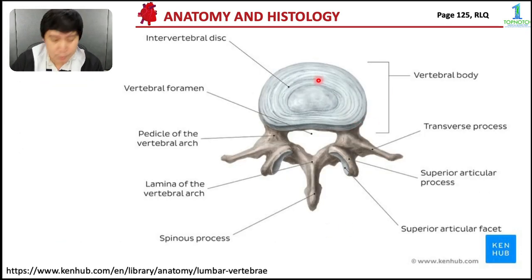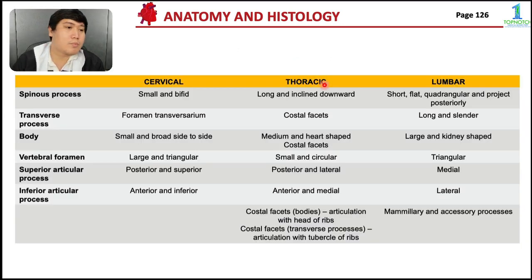So, these are the characteristics of the typical vertebra in each region. Let's start with the cervical. In the cervical region, the spinous process is small and bifid. In the thoracic, it's long and inclined downward, while in the lumbar, it's quadrangular. In the cervical region, the transverse processes contain the foramen transversarium, except for C7. In the thoracic, since you have the ribs, the transverse process will contain the costal facets.